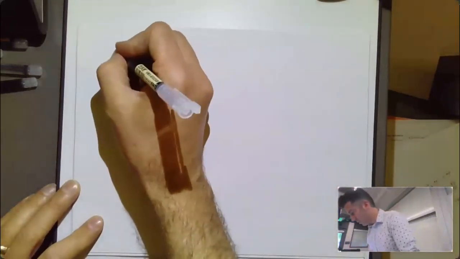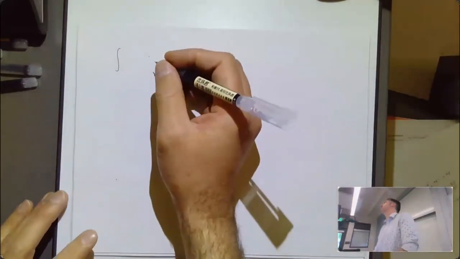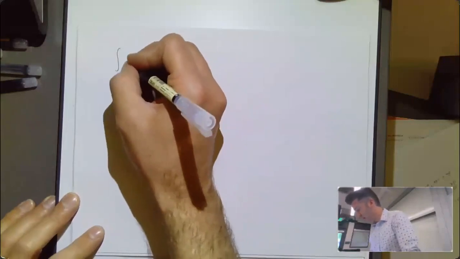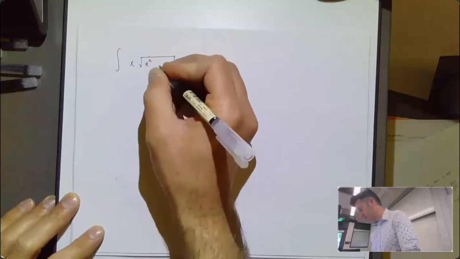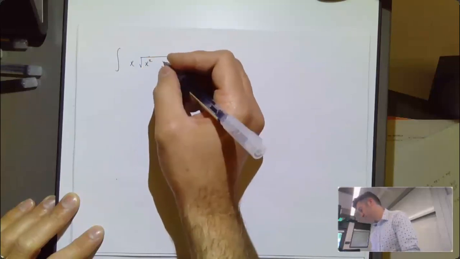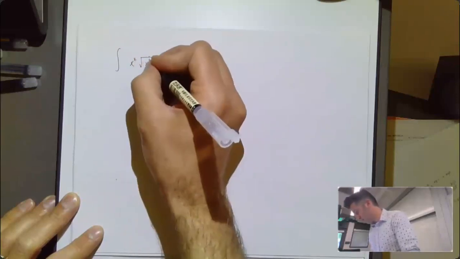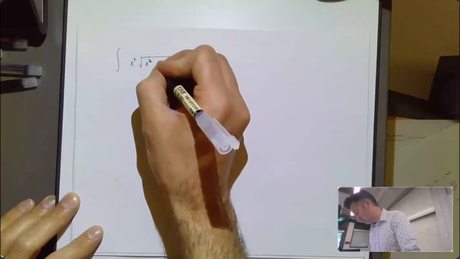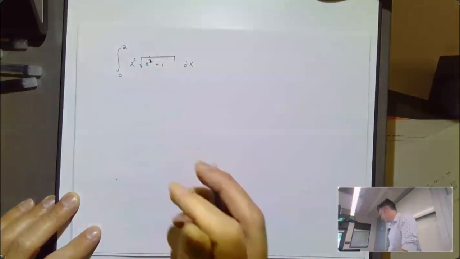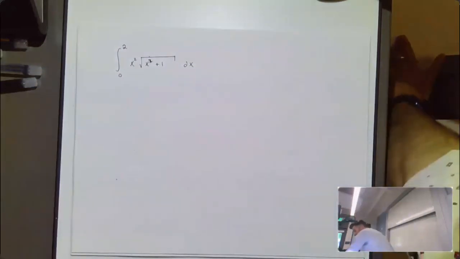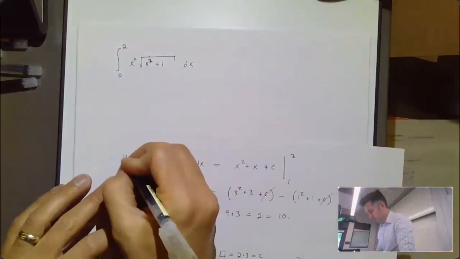So let's say I wanted to do the integral of, let's make it not too terrible. Let's say we have x times the square root of x squared. No, I'm going to change a little bit. X squared times the square root of x cubed plus 1 from 0 to 2. Number 12.